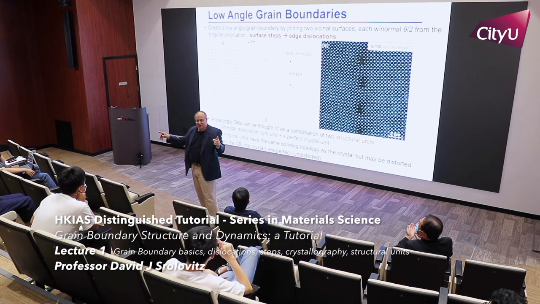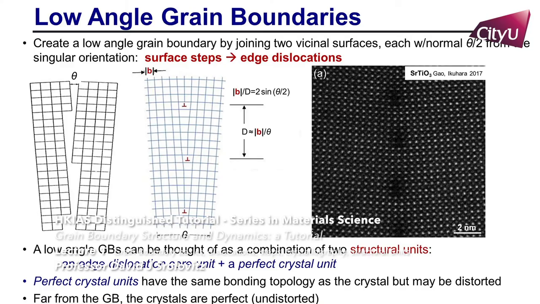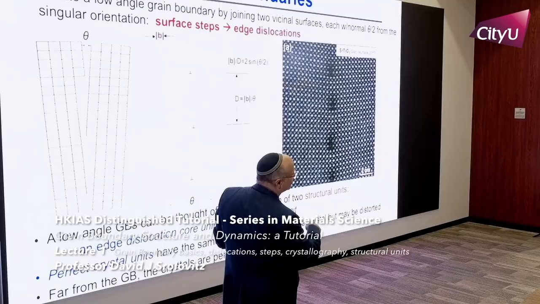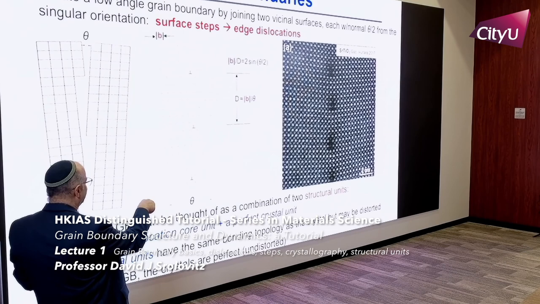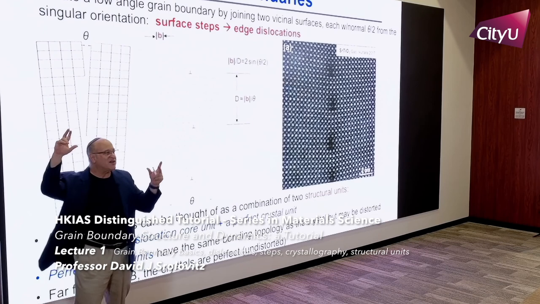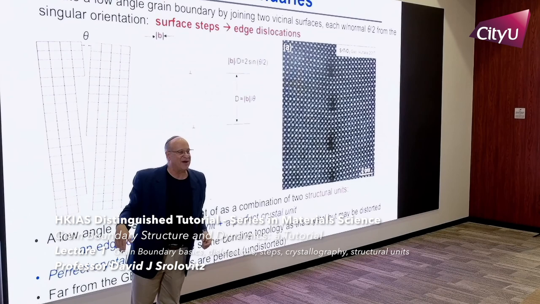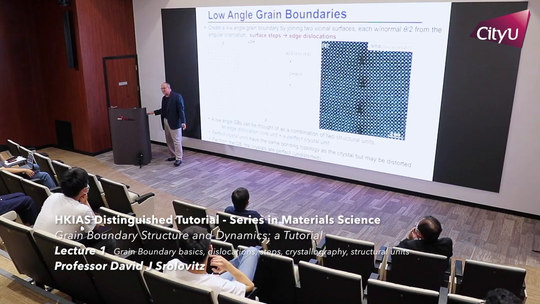I haven't said anything about strains yet, because you know, one of the things you see is out here, this material is going to be strained, but when I go far enough away, it looks perfect again. So that's actually a really important thing. So far from the grain boundary, the crystals are perfect, and this localized bonding change is very local. Okay? So again, the idea of structural units, like we have on the surfaces, we also have here in low angle boundaries, and as I will demonstrate, you also have it for high angle boundaries.